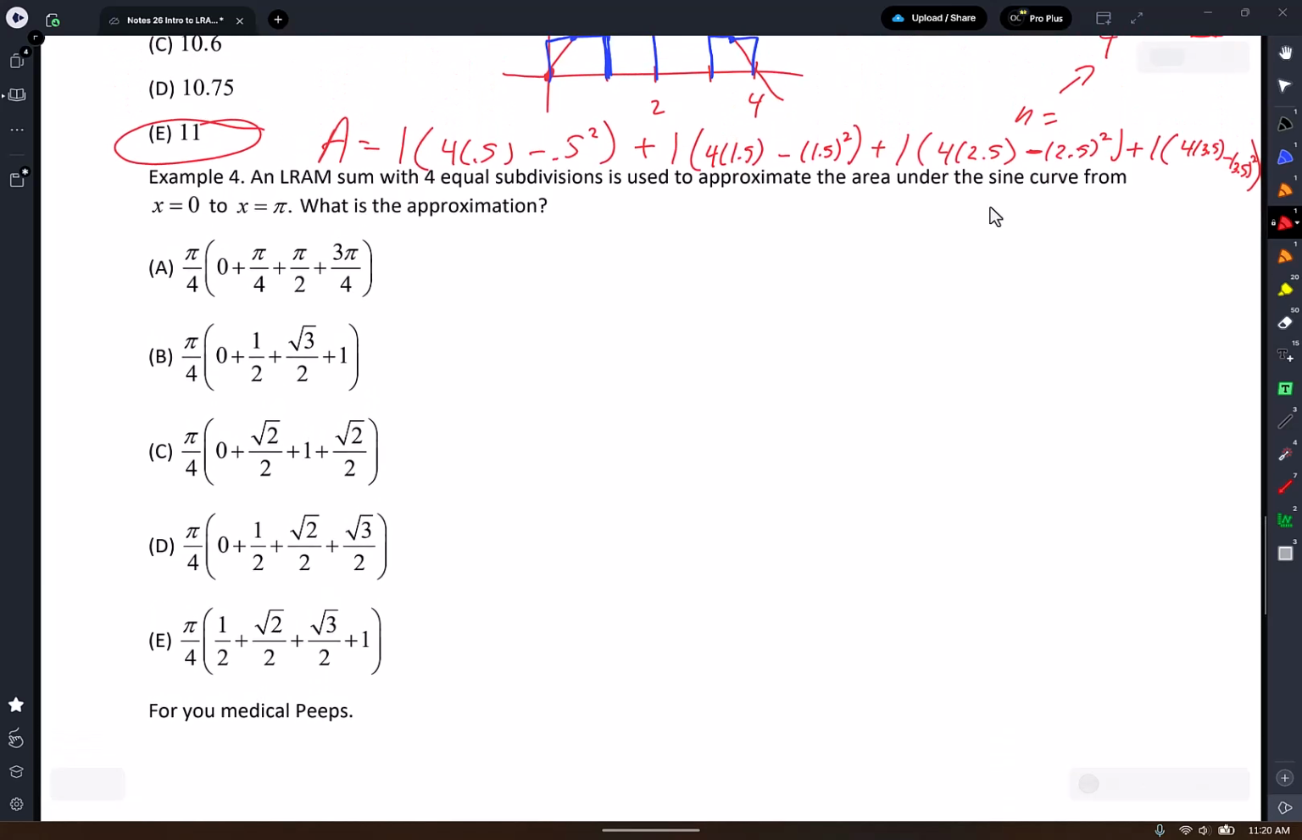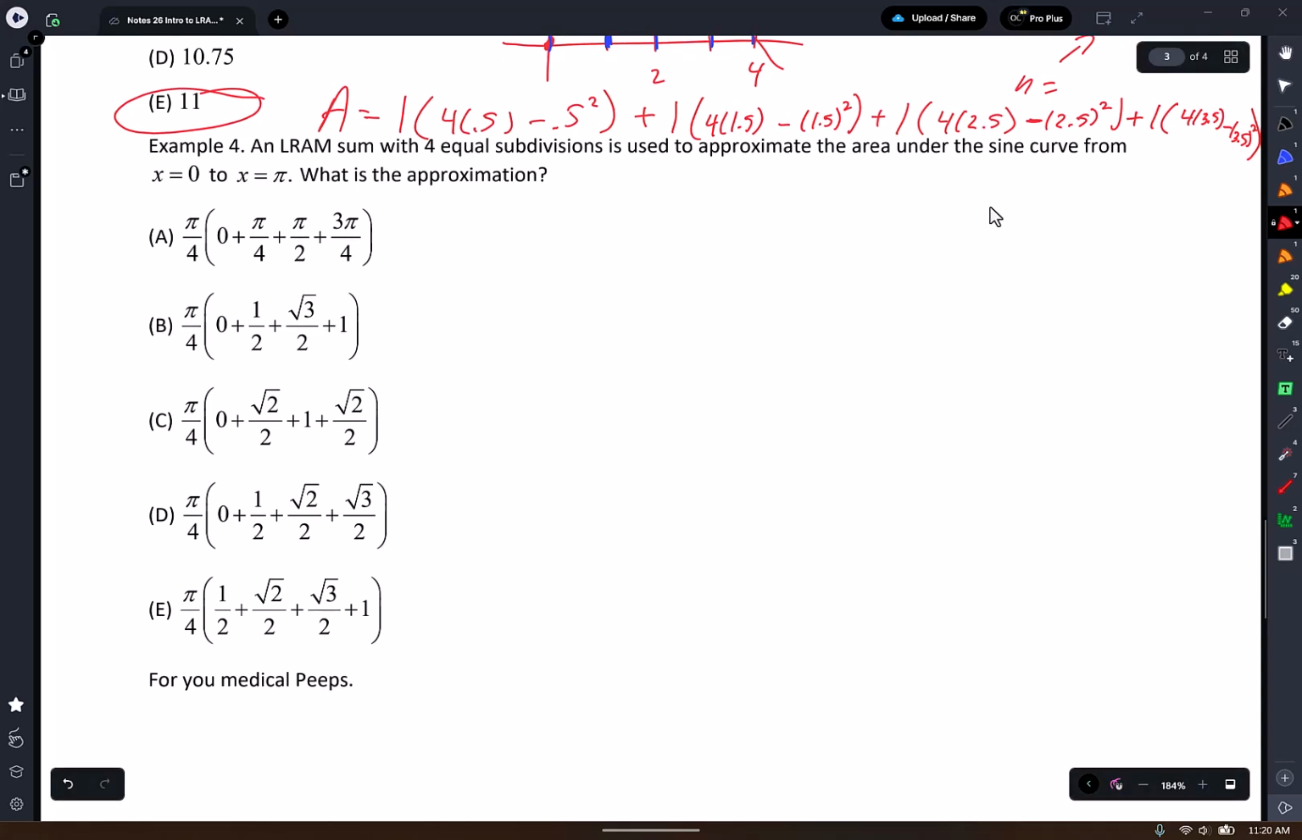Here we go, guys. Sorry. One more. Here we go. One more, guys. This is the last one. An LRAM sum with 4 equal subdivisions is used to approximate the area under the sine curve from 0 to pi. What is the approximation? Do you guys still remember pre-cal?